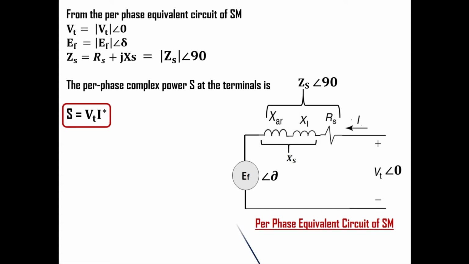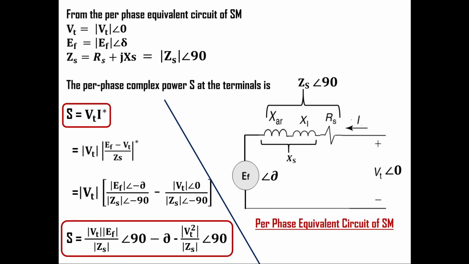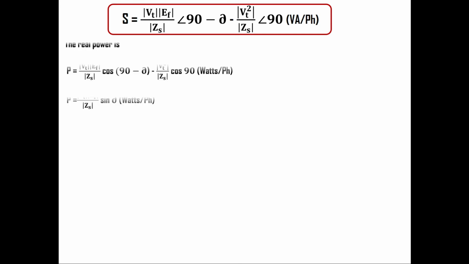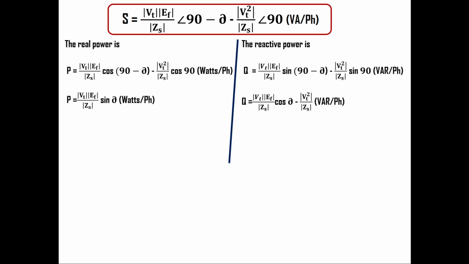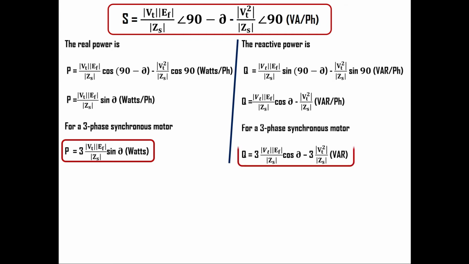If we are substituting the current and applying the conjugate, we will get the complex power S as shown here. From this complex power, we can find the real power P and reactive power Q. Please remember that it is only for single phase or per phase equivalent circuit. For three-phase synchronous motor, real power P is equal to 3 into magnitude of Vt into Ef divided by Zs into sin delta. And reactive power Q is equal to 3 into magnitude of Vt into Ef divided by Zs into cos delta minus 3 into magnitude of Vt square divided by Zs.